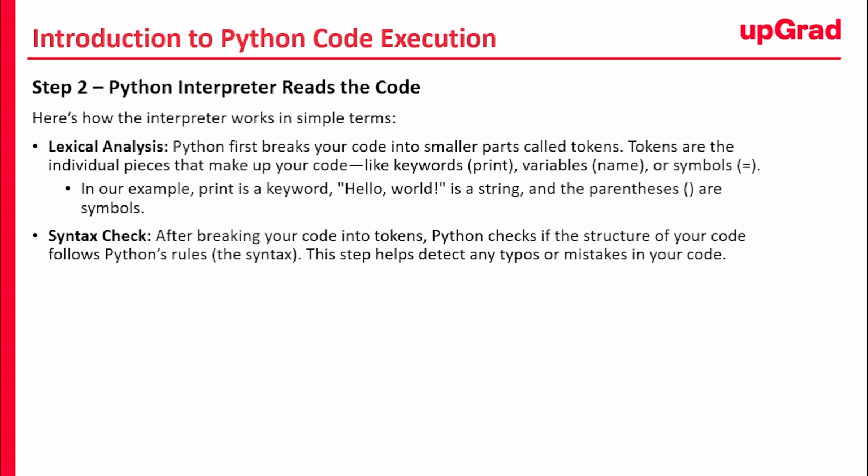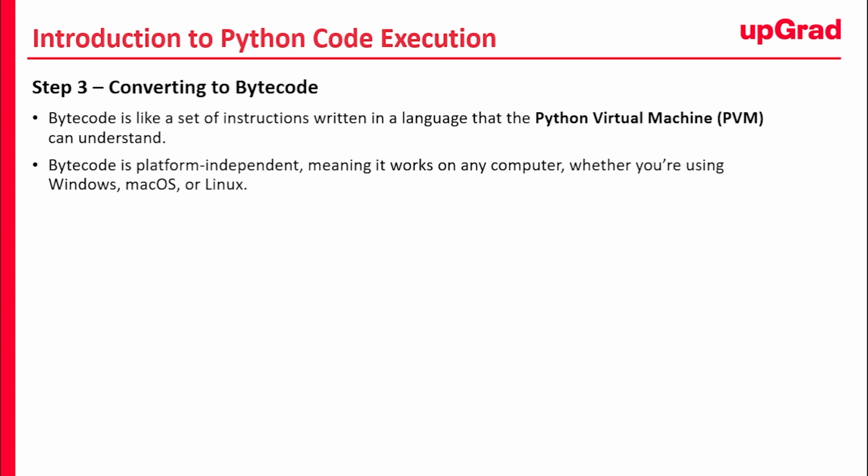The second part is the syntax check. After breaking your code into tokens, Python checks if the structure of your code follows Python rules, the syntax. In the very next video, I will be telling you what indentation is and what the basic rules of Python's syntax are. This step helps you detect any typos or mistakes in your code. So this is all about how the Python interpreter reads the code. If the code passes the syntax check, Python moves on to the next step, which is converting to bytecode. Once Python is happy with the structure of your code, it converts it into bytecode.